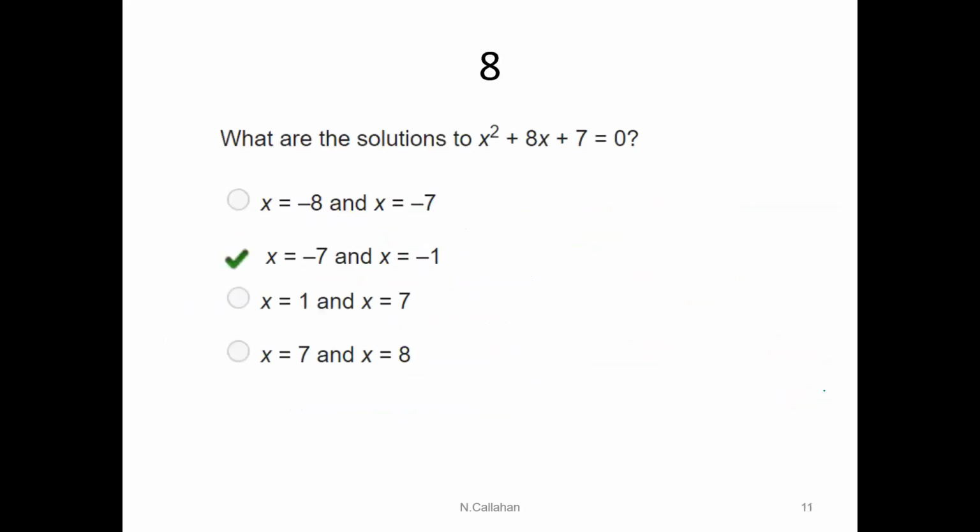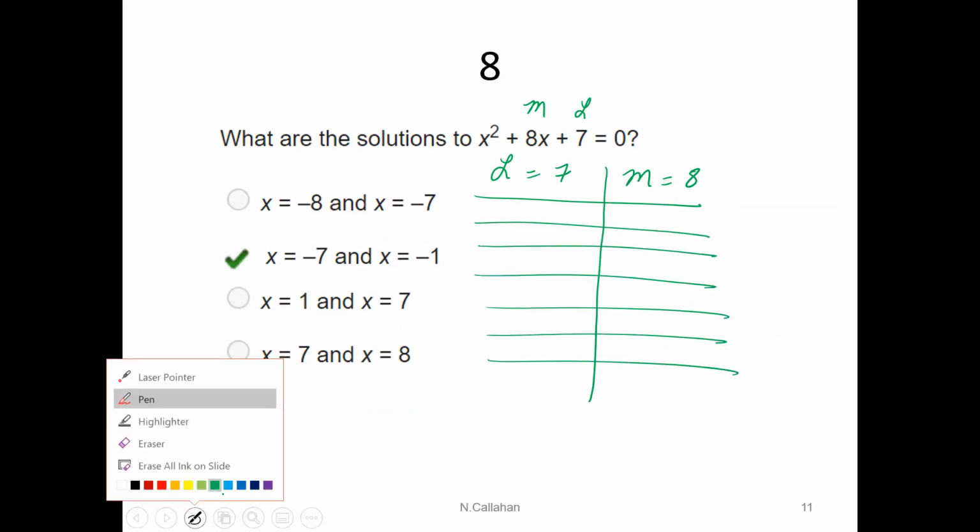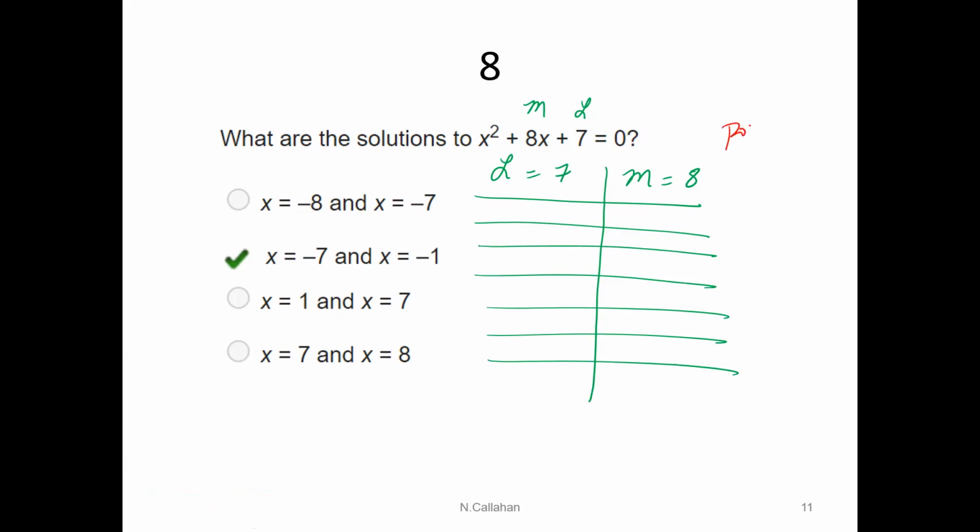All right, let's go ahead and go on to number 8, you guys. So once again, we're doing the same thing again. So here we go. Last number, middle number. Here's your last number. There's your middle number. Your last number is a 7. Your middle number is an 8. And you ask yourself, do I do positive numbers or do I do negative numbers? Do you see any negative numbers in that equation? No. So guess what? It's going to be all positive numbers.